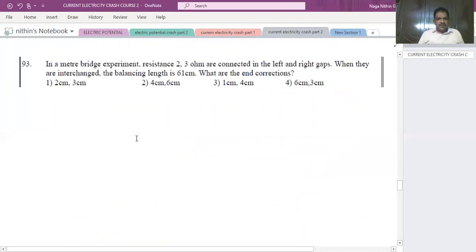Next, meter bridge. In the left and right gap, meter bridge circuit will be like this. Na?